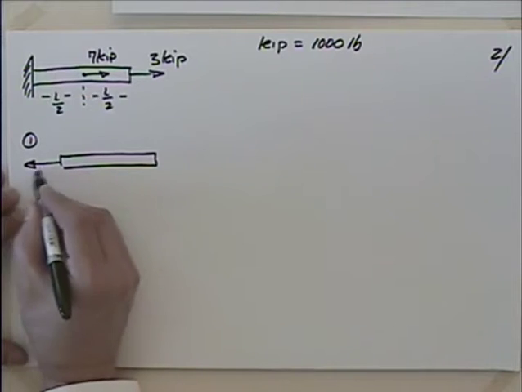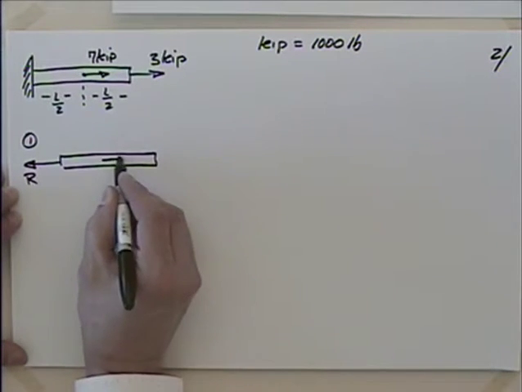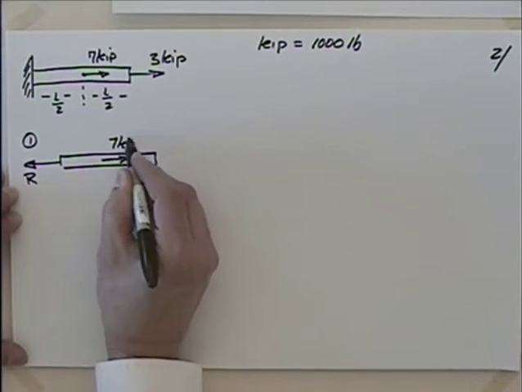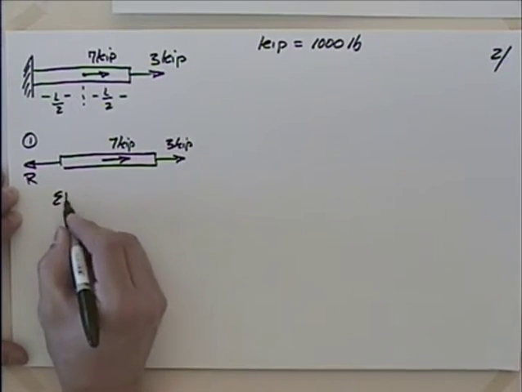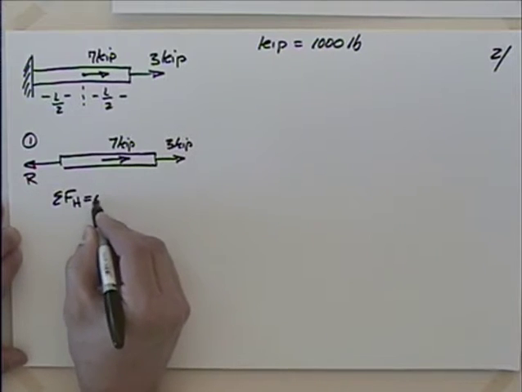So I'll take my support reaction here. Maybe I'll call that R. I'm going to have 7 kips here. I'll have 3 kips here. And if I sum the forces in the horizontal direction here, setting it equal to 0.